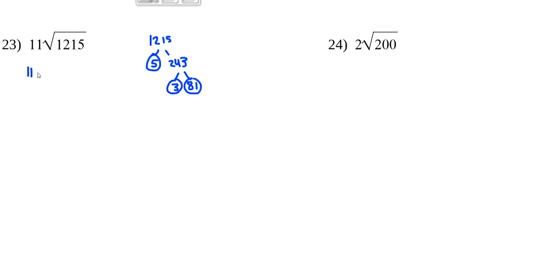The square root of 81 is 9. And the square root of 5 times the square root of 3 is the square root of 15. I can't take their square roots because they're not perfect squares. 11 times 9 is 99. And I still have that root 15. So 99 root 15 is the answer to that one.